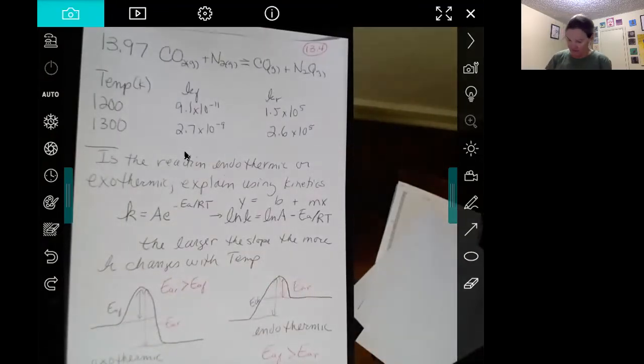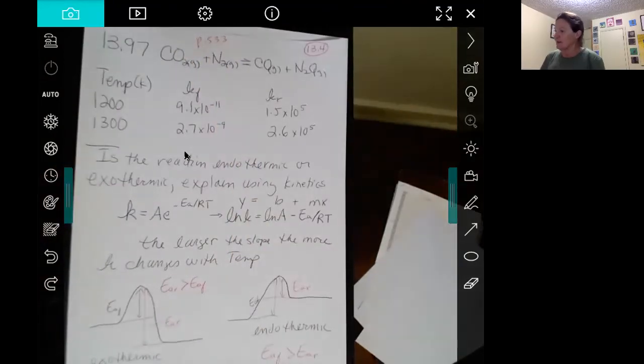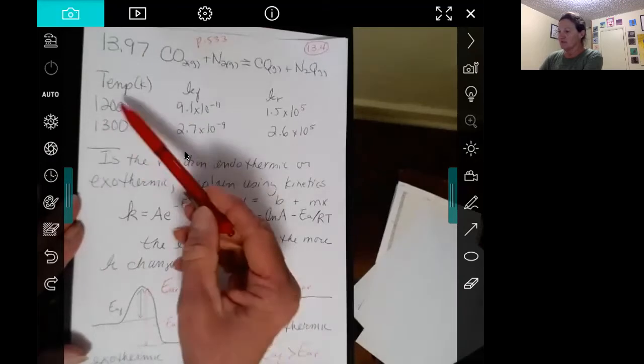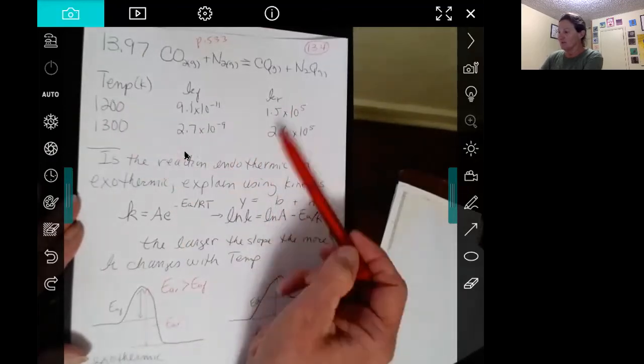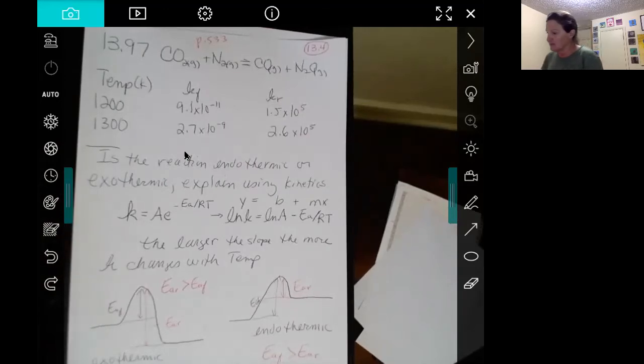Okay, 97 is the last one I wanted to work on. It relates equilibrium to kinetics. So this is on page 533. We have this reaction shown at the top, which isn't particularly important. The important thing is, how do the rate constants change with temperature? So they tell you at two different temperatures what the rate constants for the forward reaction are and for the reverse reaction. So it says, is the reaction endothermic or exothermic, and explain using kinetics.